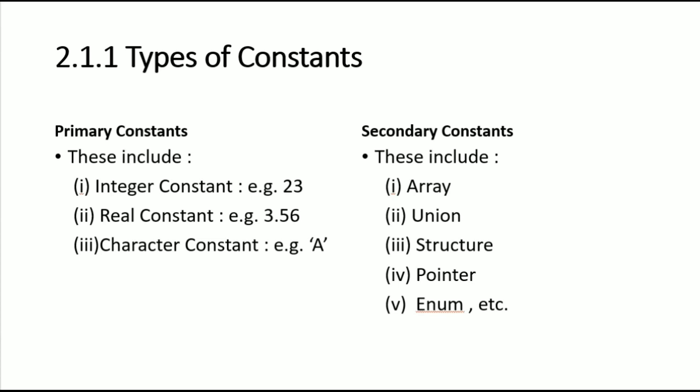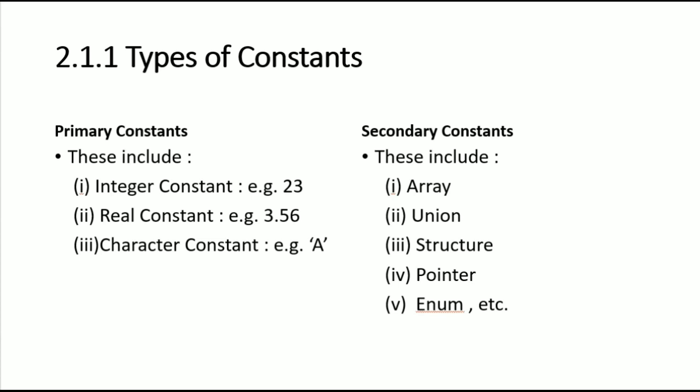Then comes the real constant. Real constant means a number which consists of a fractional part as well, a decimal point. For example, 3.56. And a character constant, that is any symbol enclosed within single quotes. So it's not necessary that it should be an alphabet only. Even a 9 enclosed within single inverted commas will be a character constant.